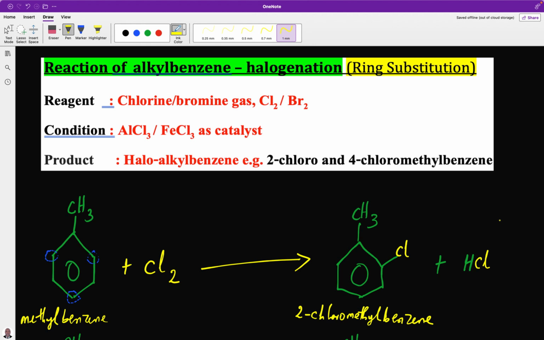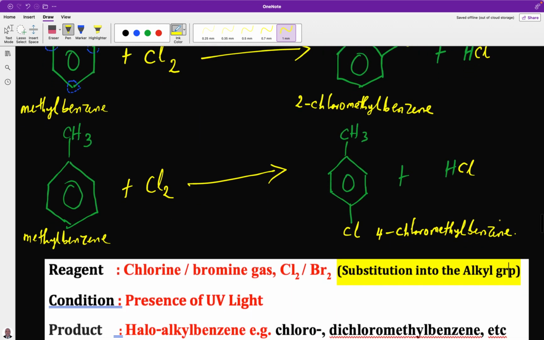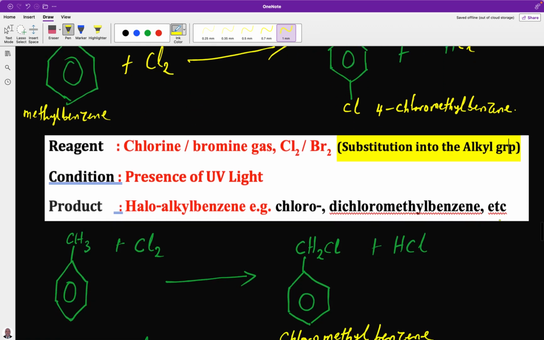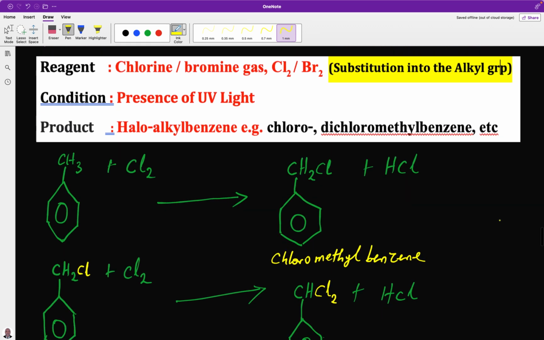electron density, and that is why reacting with chlorine, we had two products: 2-chloromethylbenzene and 4-chloromethylbenzene. Then we went further to still using halogenation, but this time around the reaction condition changed. And I told you that the type of halogenation that takes place will depend on the reaction condition. And the reaction condition in this situation is a UV light that is acting as a catalyst, no more a halogen carrier.